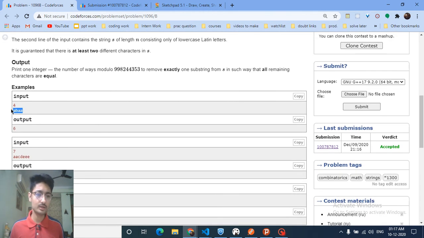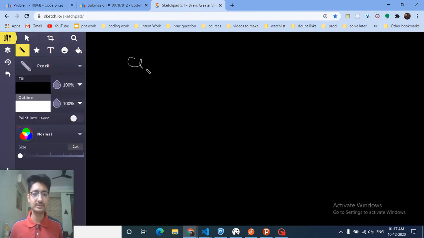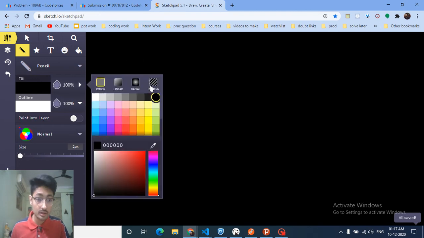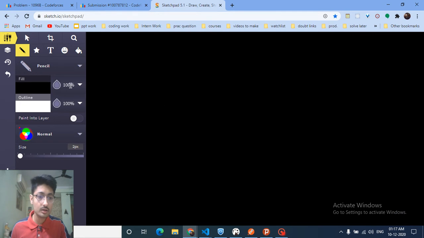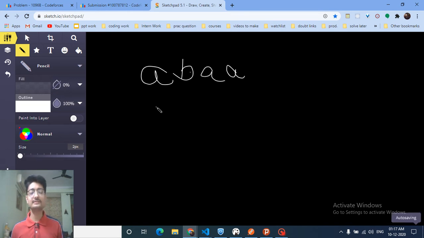As you can see in the test cases, it's a b a a. So now, what are the different ways? In the end, you want that if you remove some substring, there's only one type of character left. If you take out the whole string, that's also one case. I'm just taking out the substring which I'm removing, and then you see what substring is remaining. So the remaining substring is empty, which is also considered.